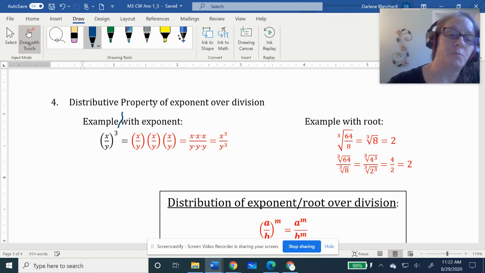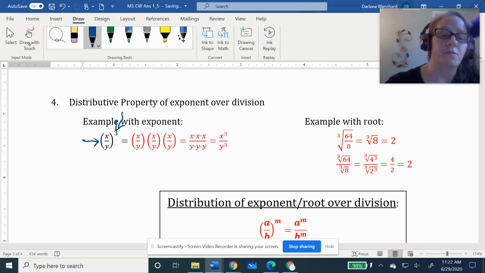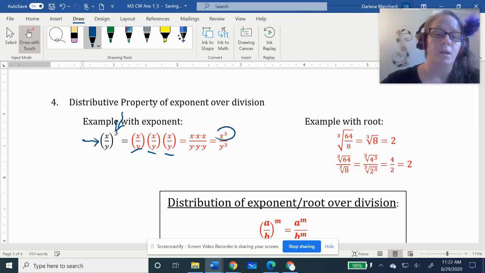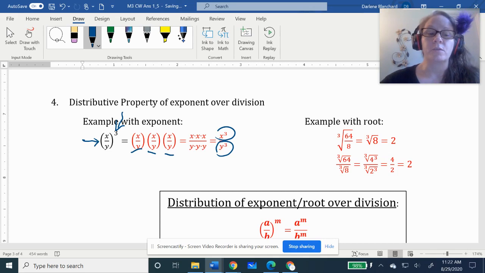I have an exponent over division. The exponent 3 just means I'm multiplying the x divided by y 3 times. And that is exactly the same thing as multiplying the things across the numerator to get 3 x's multiplying, and multiplying what is across the denominator to get 3 y's that are multiplying in the denominator. So you can see that either you do division and then you cube, or you can individually cube and then do division, and that is the distributive property of exponent over division.